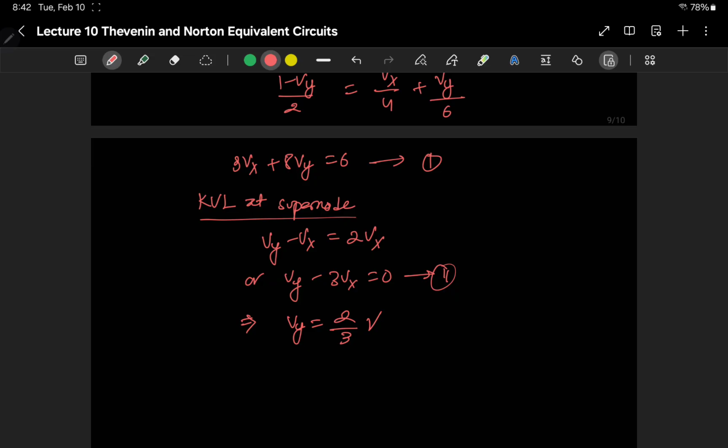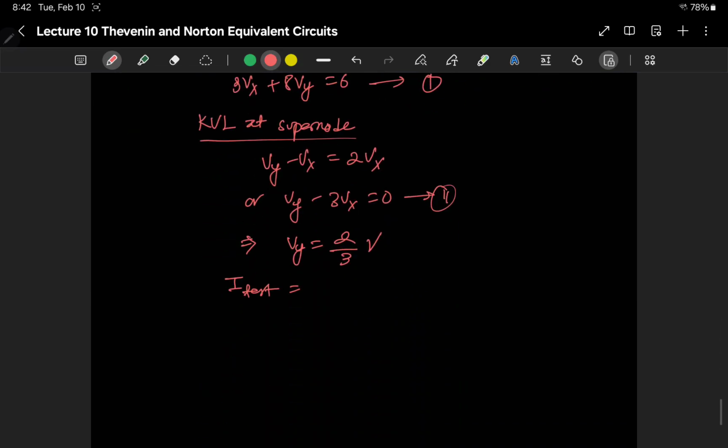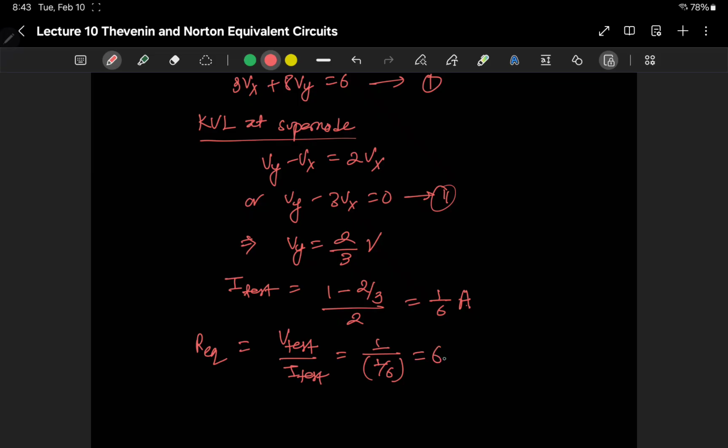Then we can calculate the I test, which is the voltage drop across here, V test 1 minus Vy, divided by 2. We already calculated Vy, so 1 minus Vy divided by 2 gives us 1 by 6 ampere. And since we know I test and V test, our equivalent resistance is V test divided by I test, which is 1 divided by 1 by 6, which gives 6 ohms.